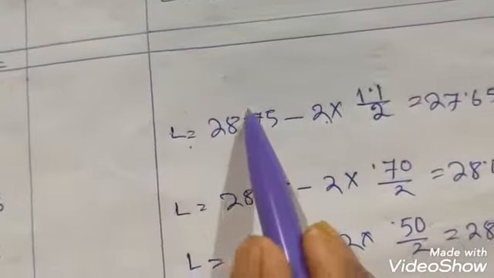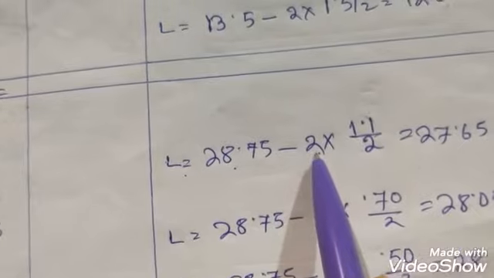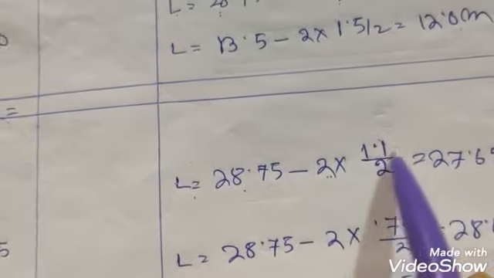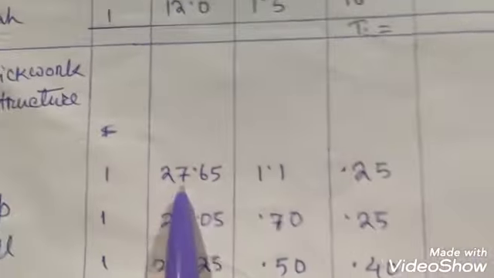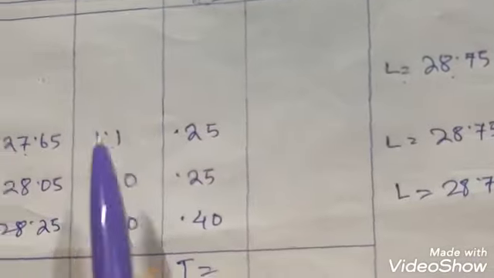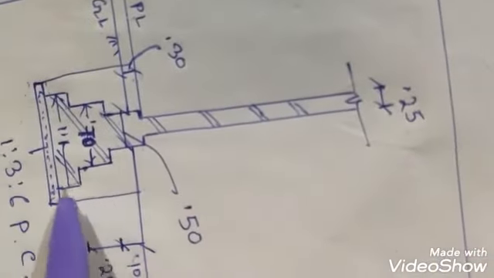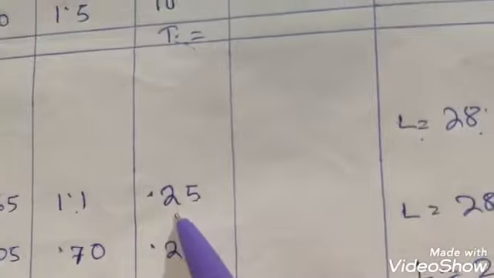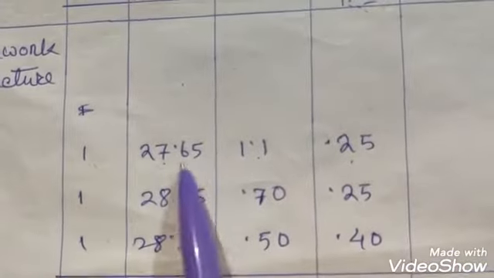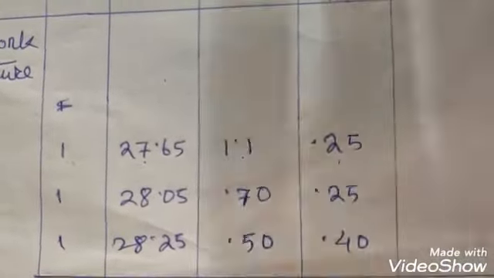So, center to center length of all the room walls minus number of junction for the rooms into breadth of the first step divided by 2. It is 27.65. Breadth is 1.1. And what is the height of the first step? The height of the first step is 0.25. So, under the height column, we'll write 0.25. So, number into length into breadth into height, we'll find out the quantity.